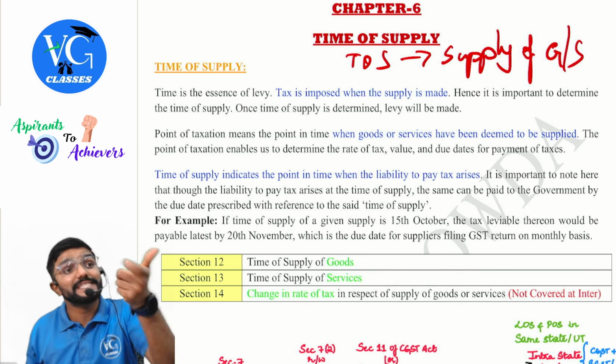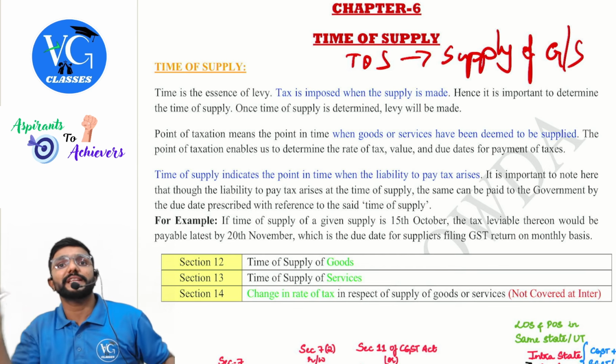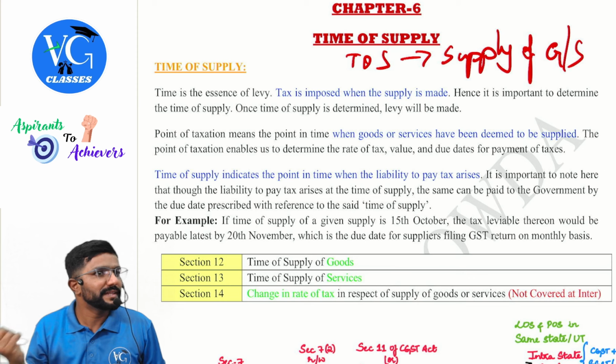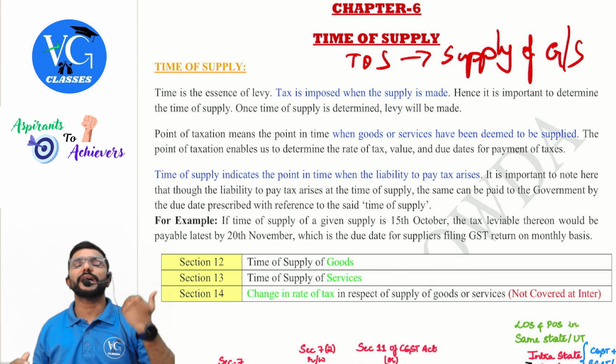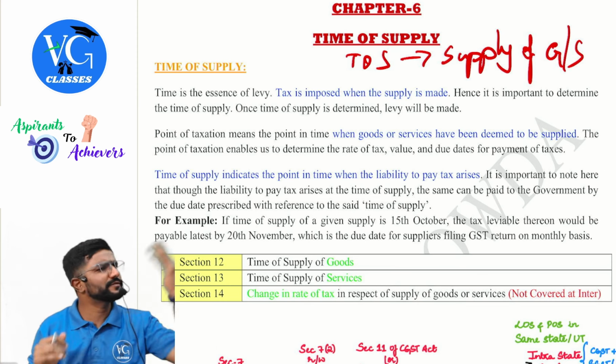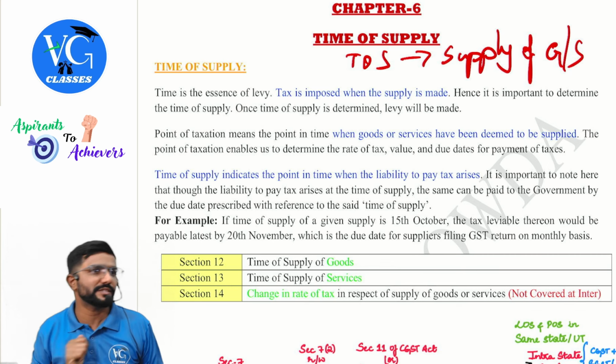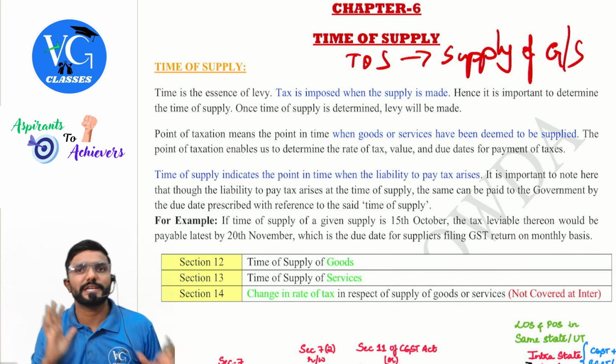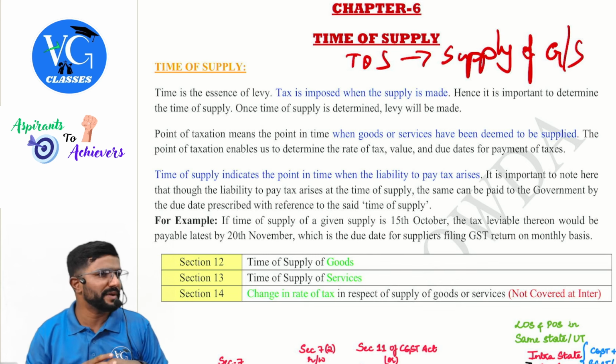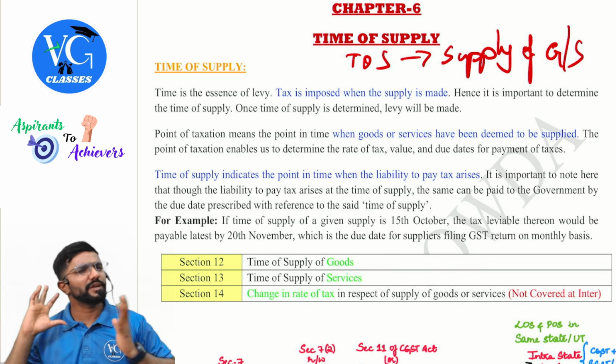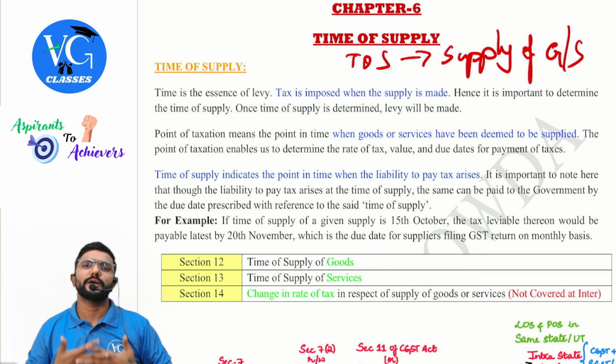No. It will decide my liability, but I have to pay it in the next month. For example, assume time of supply is on any day of March, from 1st March to 31st March. The due date to pay GST would be 20th of next month, for those who are not following QRMP and all. Yes. So due date and all we will discuss in the returns chapter or payment chapter.